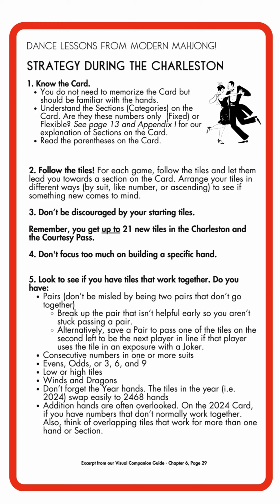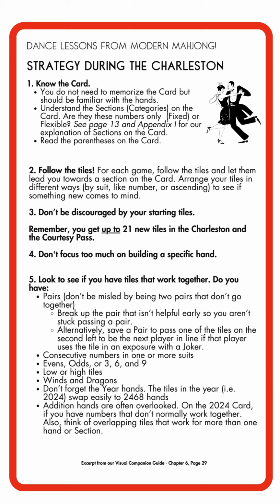Next thing is look to see if you have consecutive numbers in one or more suits, and check that card to see if the consecutive numbers that you're looking at is in one or more suits. Sort by evens, odds, 3, 6, 9. Now, this isn't a specific hand on the card or section, but look if you have a lot of low tiles, a lot of high tiles. Winds and dragons. This is either some players' favorite section, or they avoid it every time.